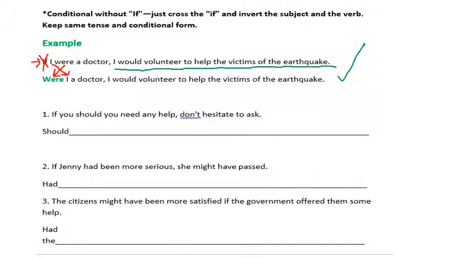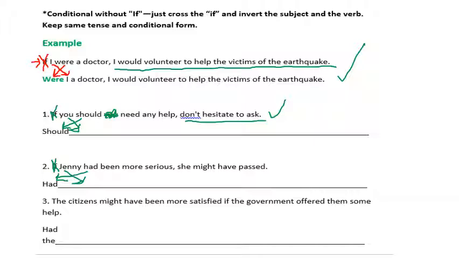If you should need any help, don't hesitate to ask. Should you need any help, don't hesitate to ask. If Jenny had been more serious, she might have passed. Had Jenny been more serious, she might have passed.